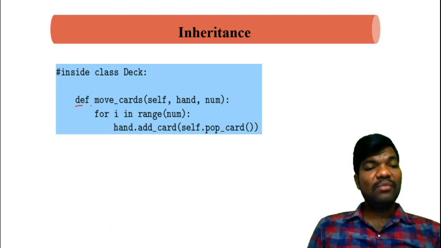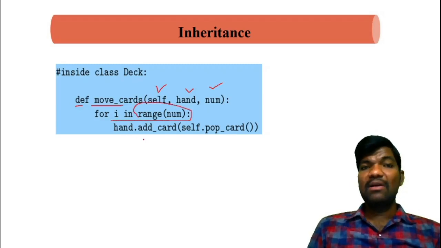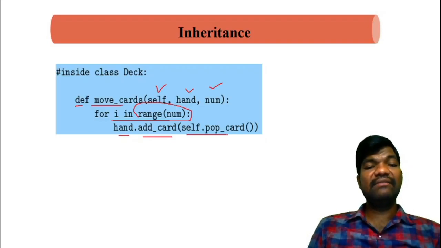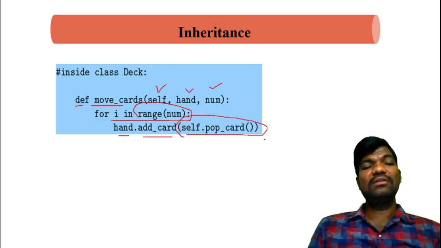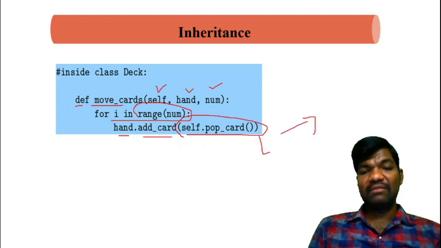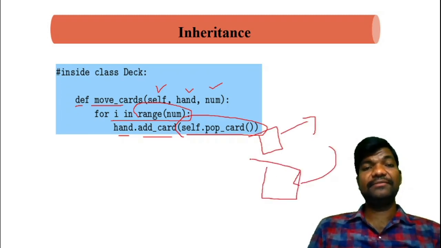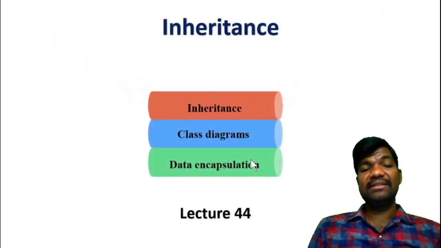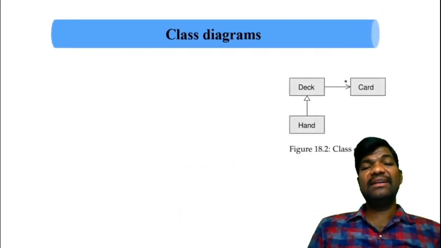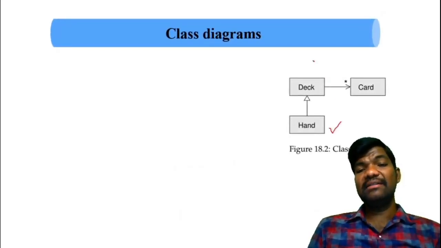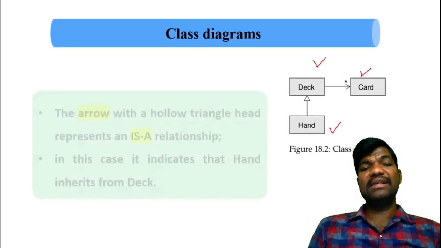Here I am moving the cards, with self and number. For the range starting to 54, hand.add_card is self.pop_card. So after popping the card from one hand, it is placed in the other hand. So that is inheritance.